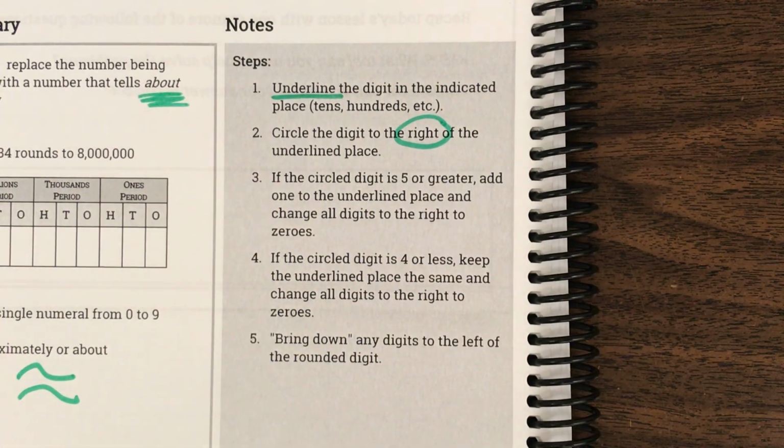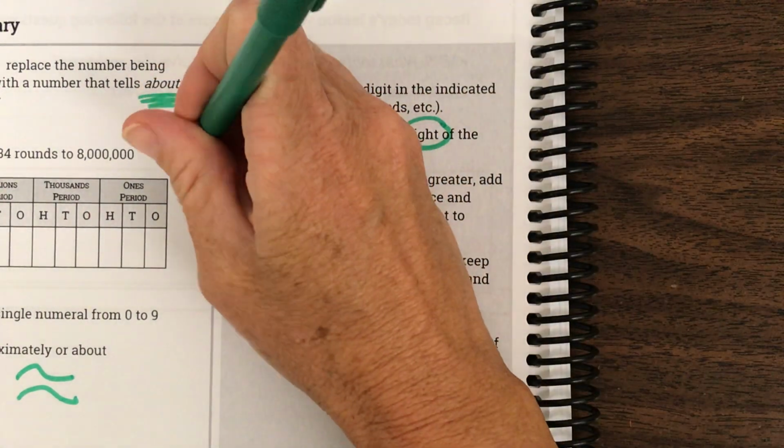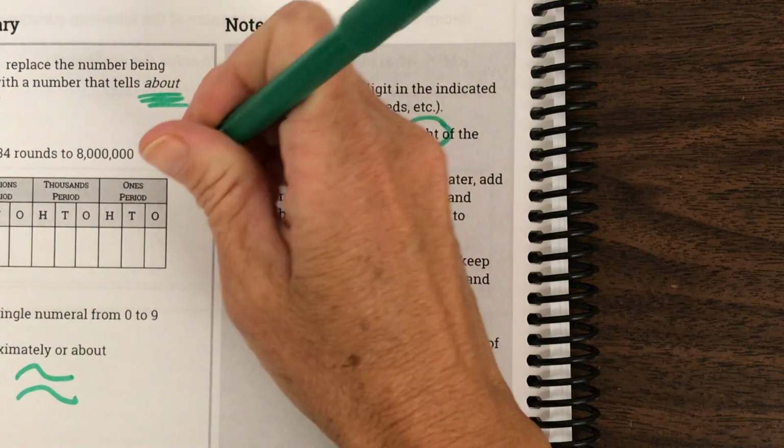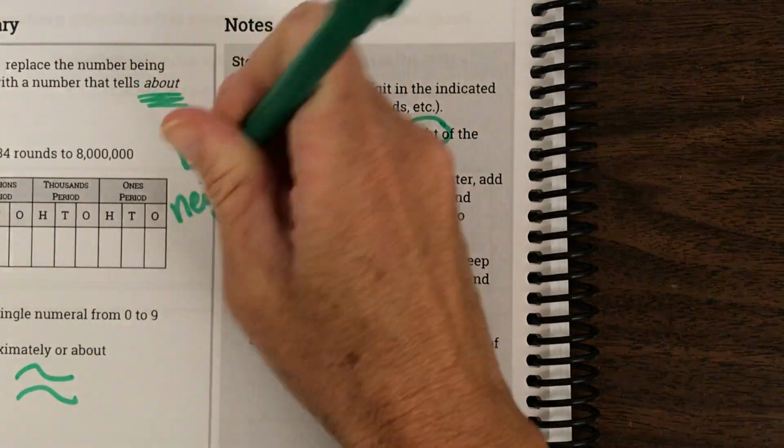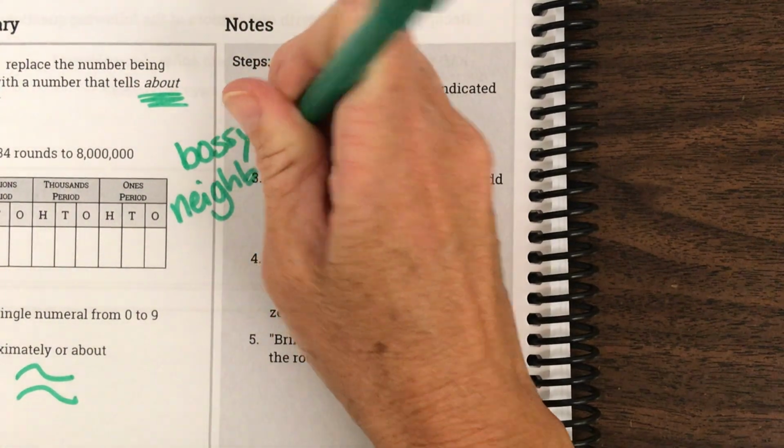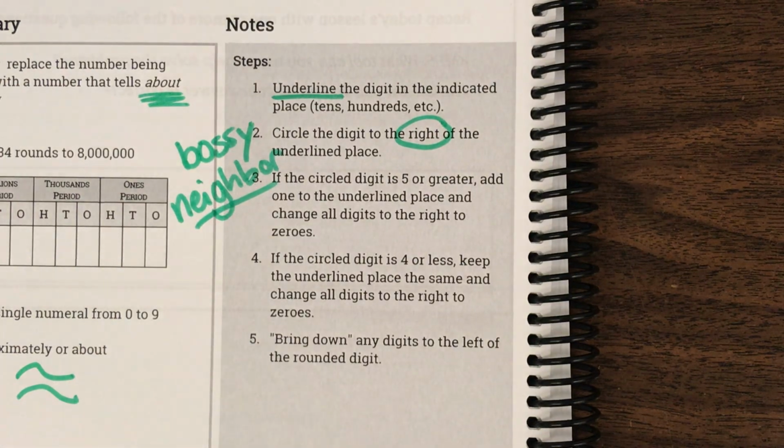Okay, this circle digit is something I call my bossy neighbor. So we're going to write bossy neighbor. And remember, everything I write, your teacher expects you to write. So we're going to call that our bossy neighbor. Our bossy neighbor's on the right.